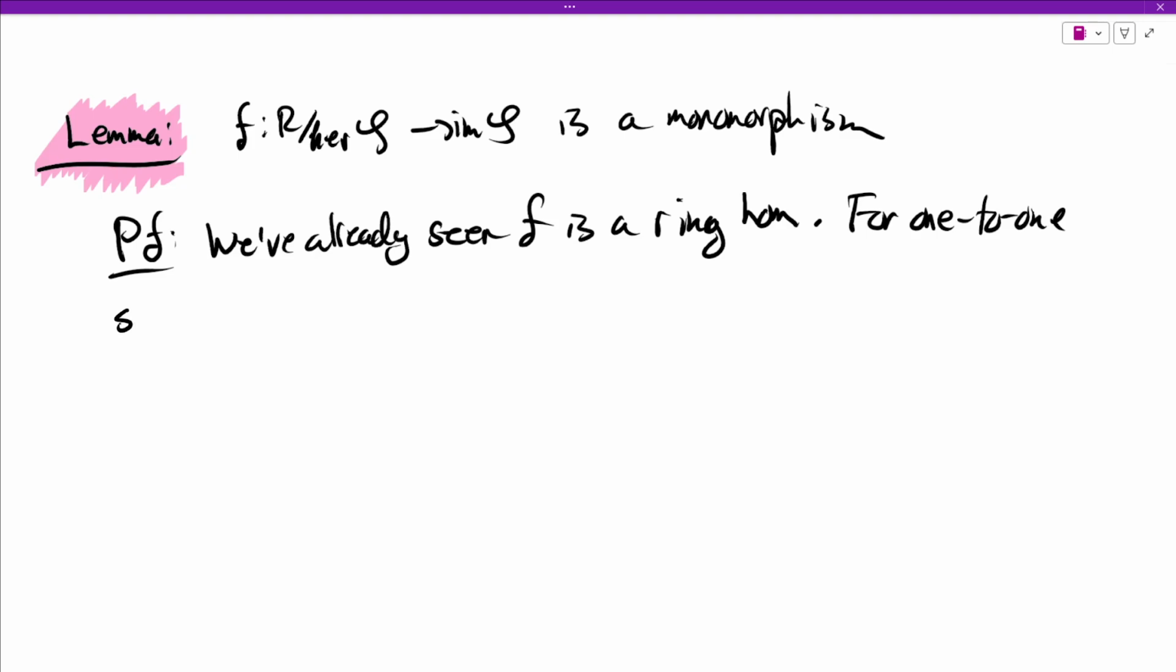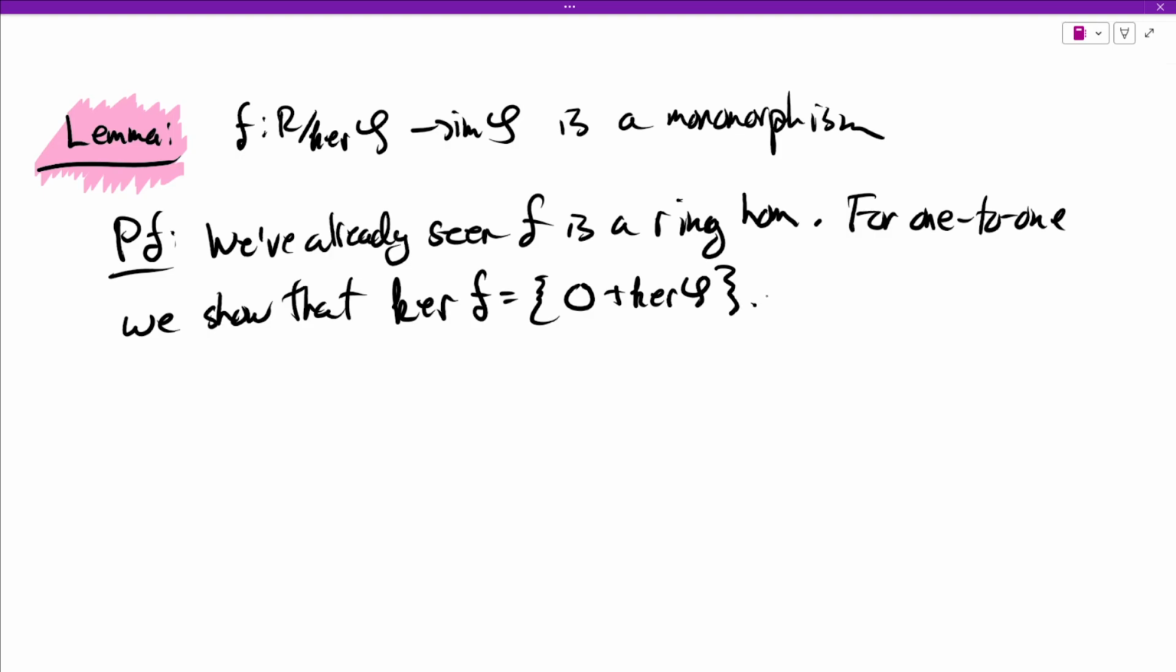So for one-to-one, let's suppose that f of, well, actually let's do something better. We're going to use the fact that you're one-to-one if and only if the kernel is 0. We show that the kernel of f is 0. And the 0 in R mod kernel phi is the coset that represents 0, which is 0 plus kernel phi. So let's do exactly that.